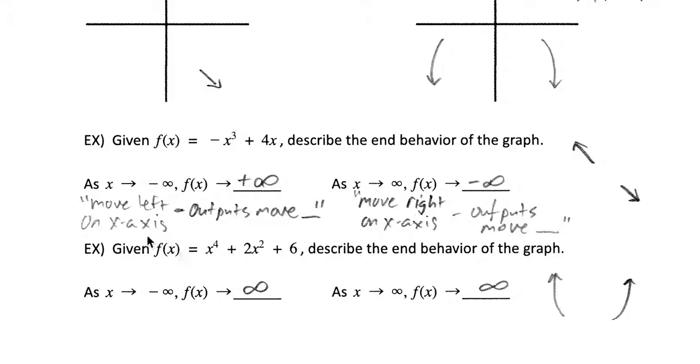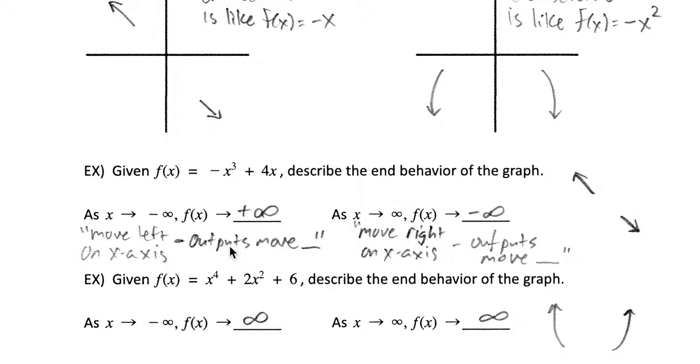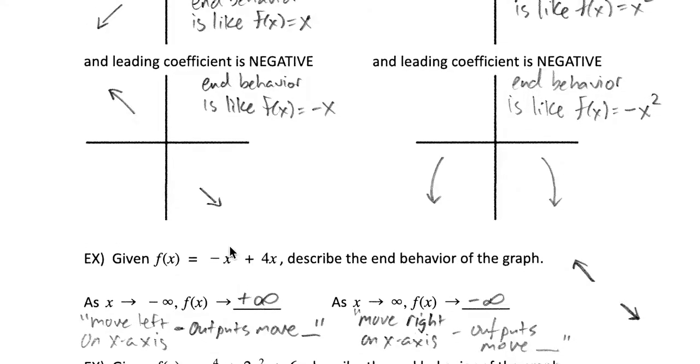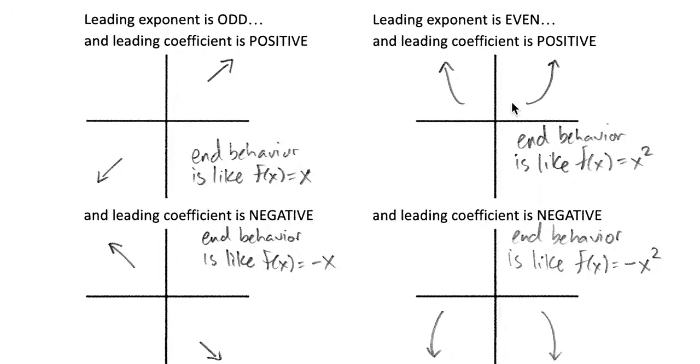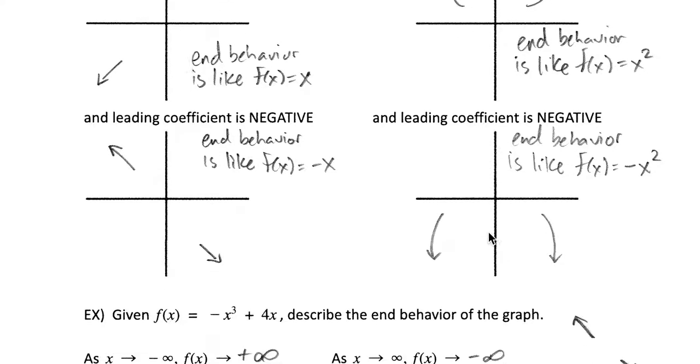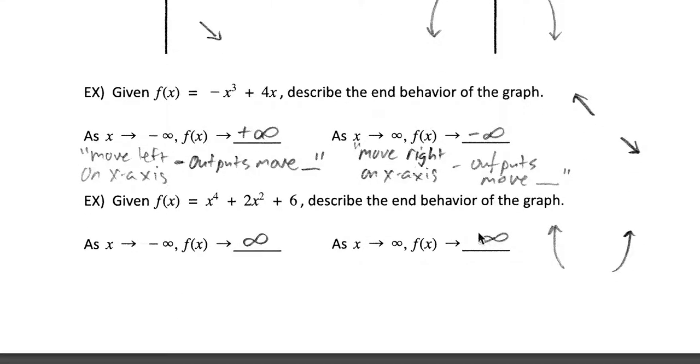Next one, we see a polynomial with a leading term here, an exponent that is even, and an invisible coefficient here, but it's positive 1. So we have a positive coefficient and an even exponent. Well, we know that we're going to be acting like a positive quadratic, where our outputs are both moving up.